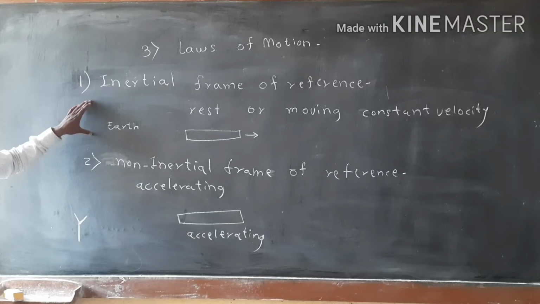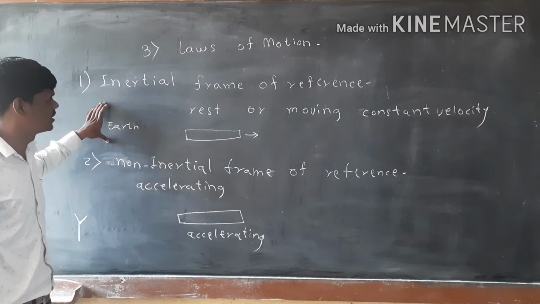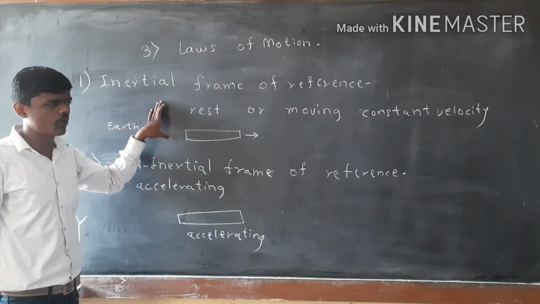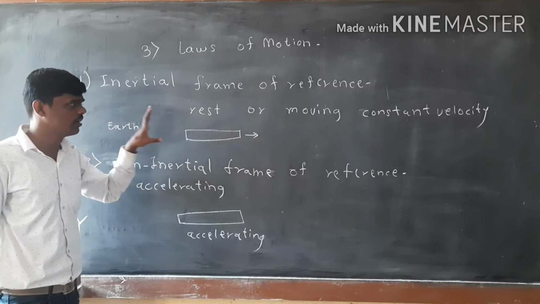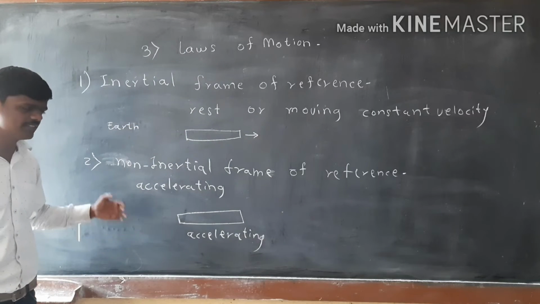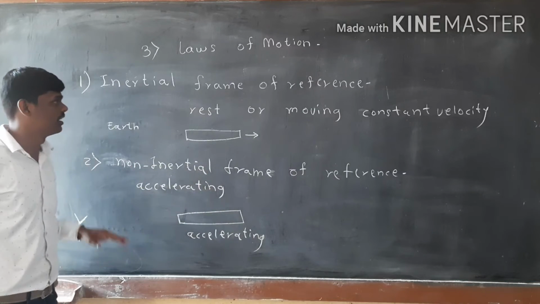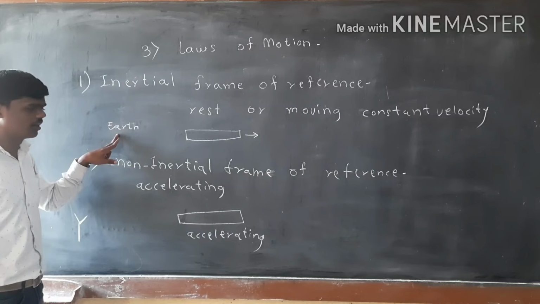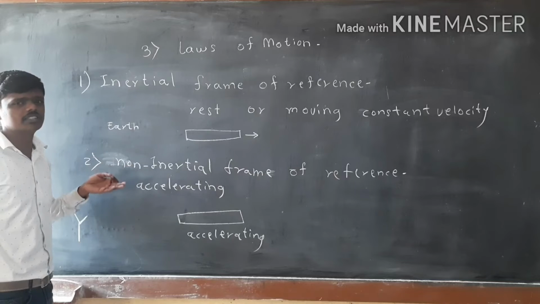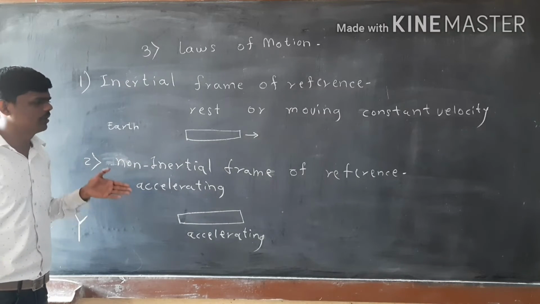These 2 points are very complicated and confusing. So just remember, if the acceleration is 0, this is an inertial frame of reference, and if acceleration is not 0, there is some acceleration, then this frame of reference is a non-inertial frame of reference. In the last example we have seen Earth is the inertial frame of reference because it is at rest, or we can say the motion we neglect, but the Earth is at rest.